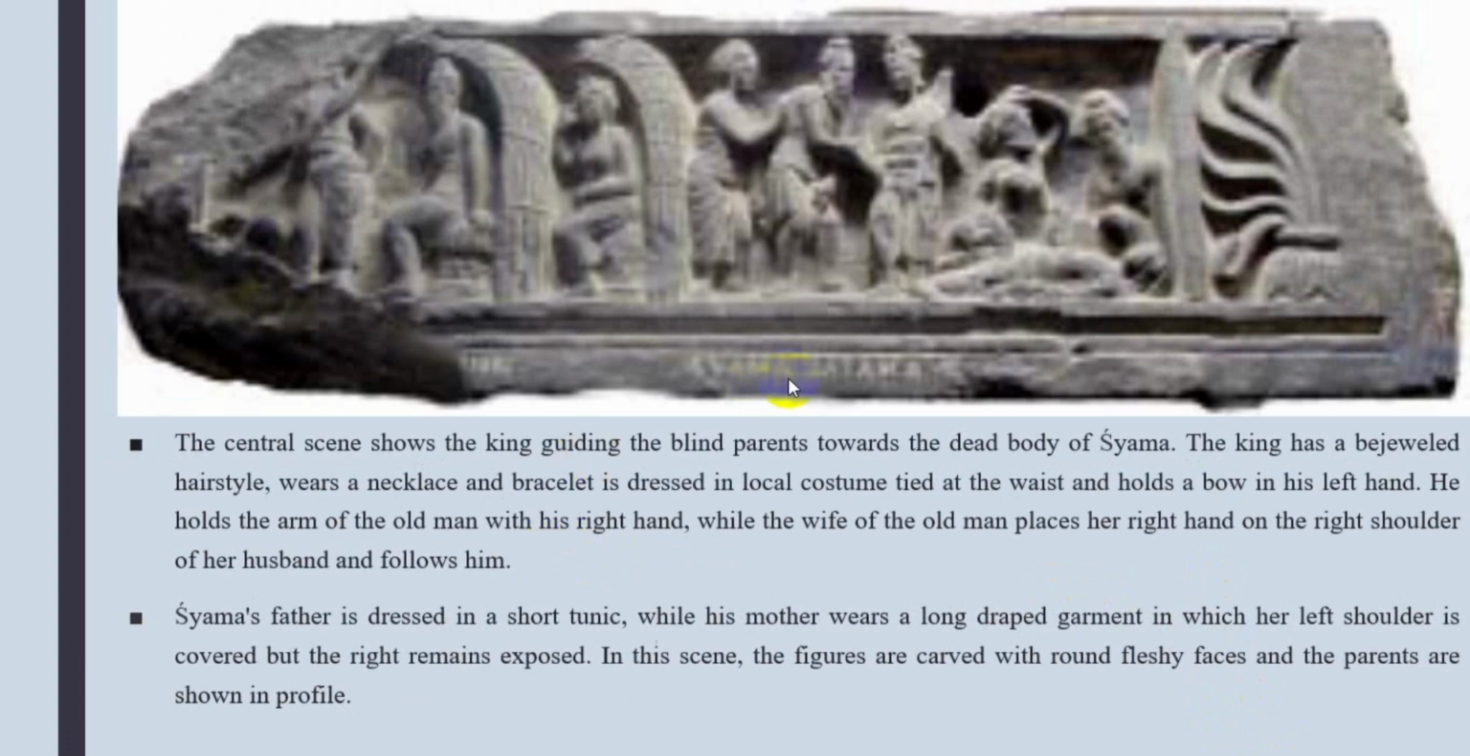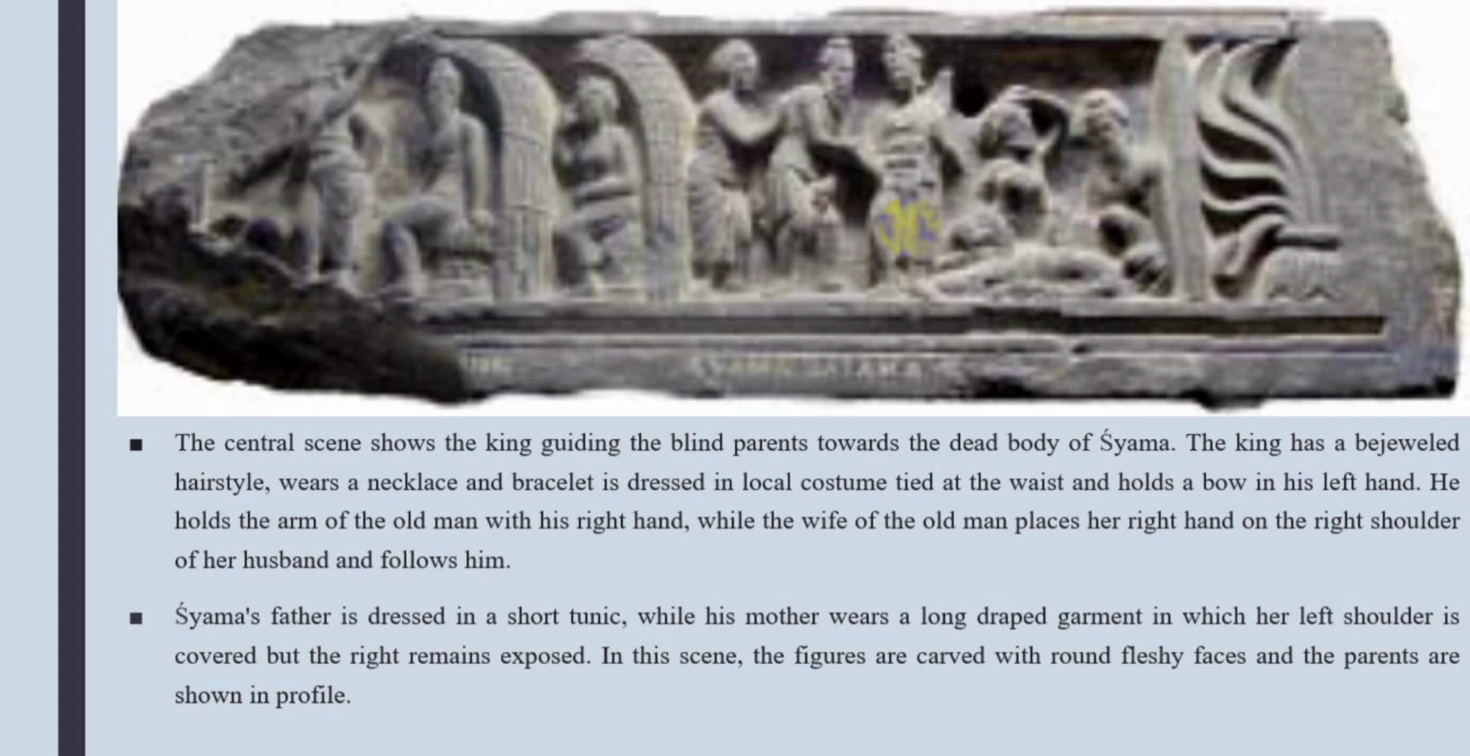The central scene shows the king guiding the blind parents towards the dead body of Shiyama. The king has a bejeweled hairstyle, wears a necklace and bracelet, and is dressed in local costume tied at the waist, and holds a bow in his left hand. He holds the arm of the old man with his right hand, while the wife of the old man, the mother of Shiyama, places her right hand on the right shoulder of her husband and follows him.